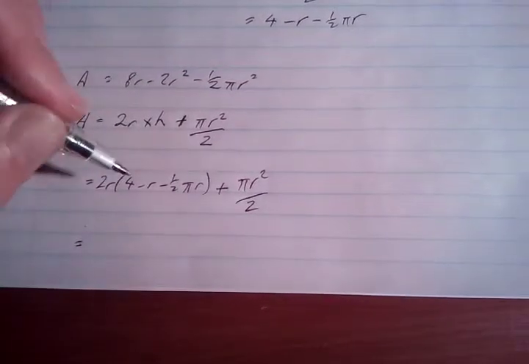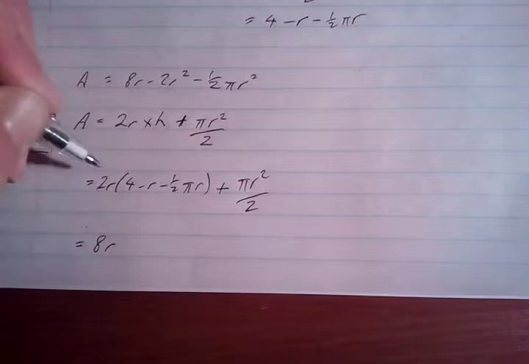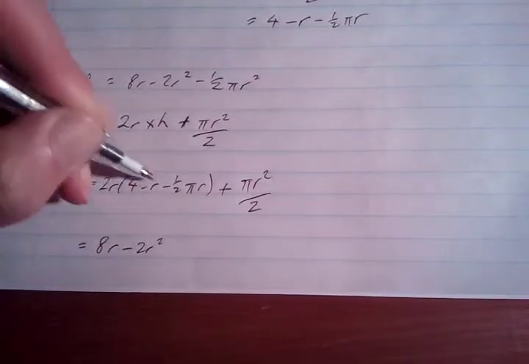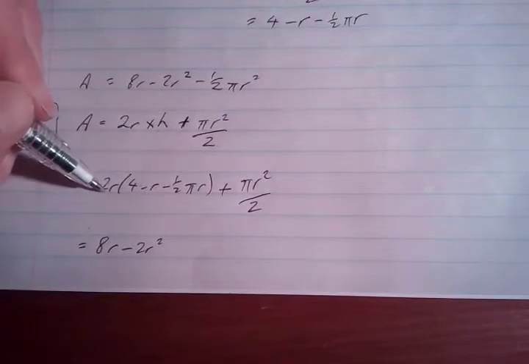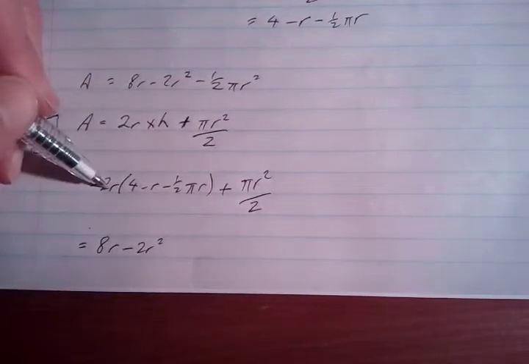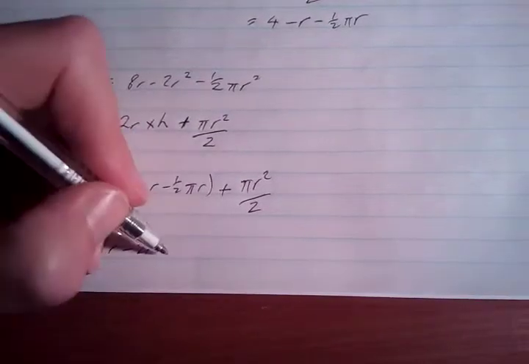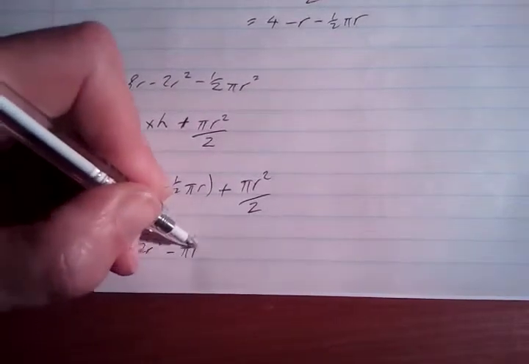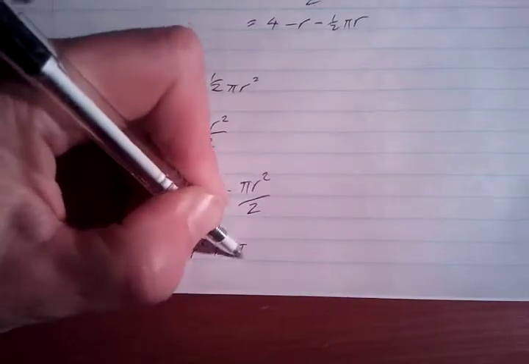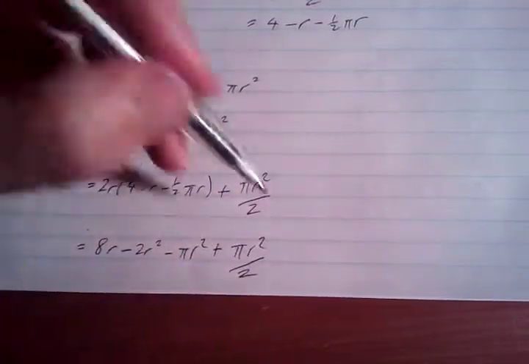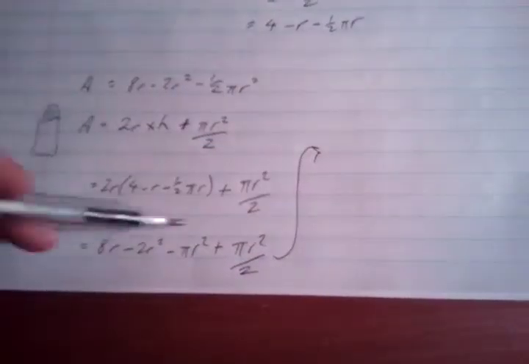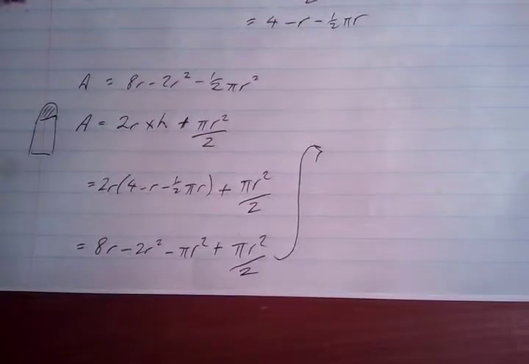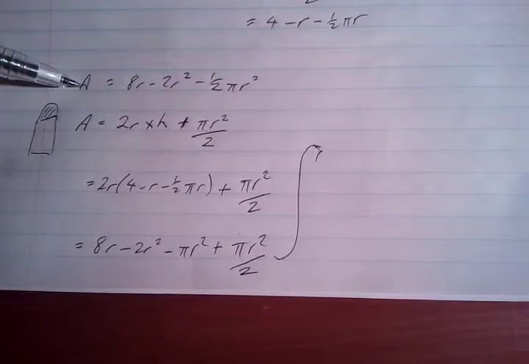So we've got 8r from this bit, we've got minus 2r squared from this bit, and then if we multiply our 2 and our half together, that cancels out and we're left with pi r squared, and then we're adding pi r squared over 2. I'll just run out of room on my page. So if we simplify this up, we should be at our answer of A equals as in the question.